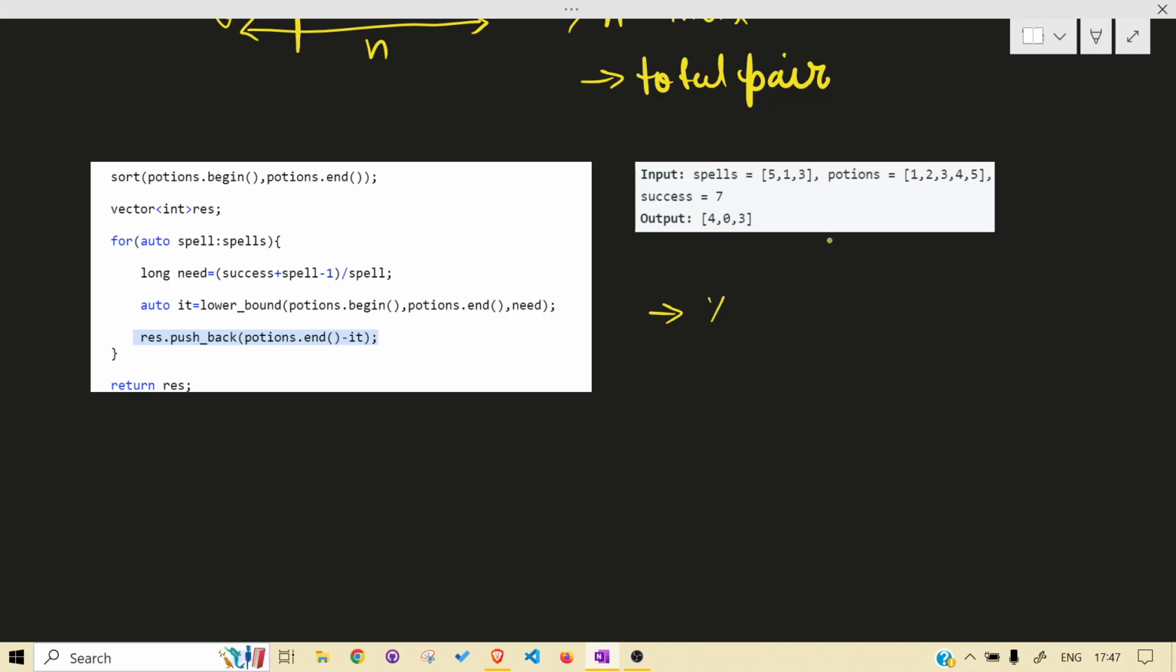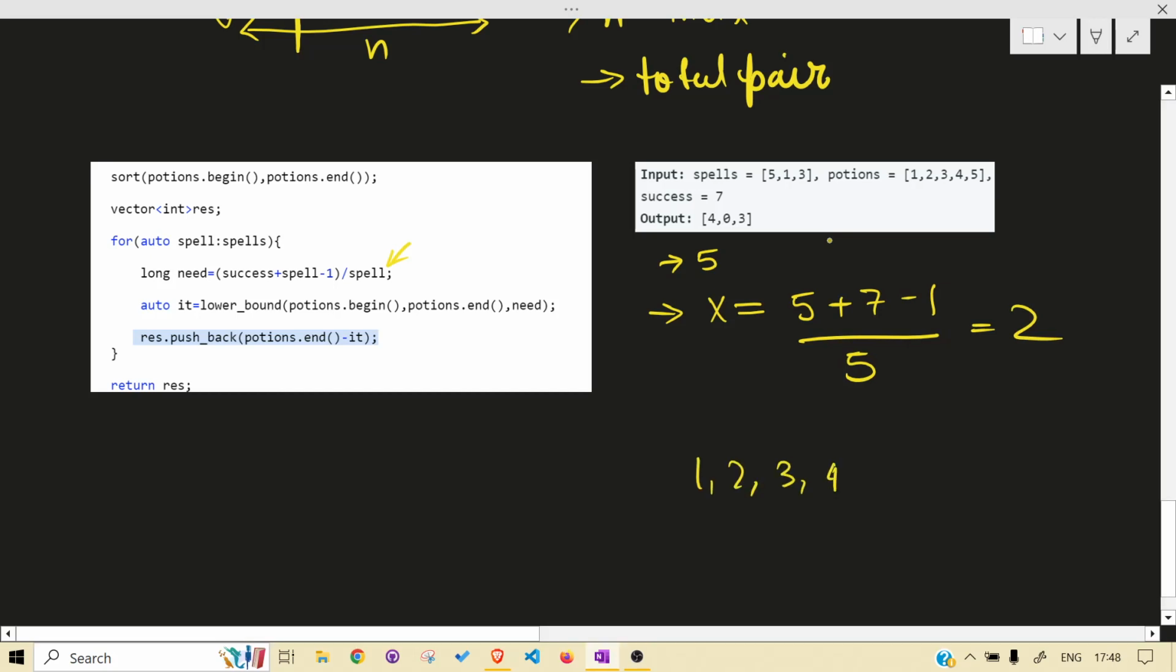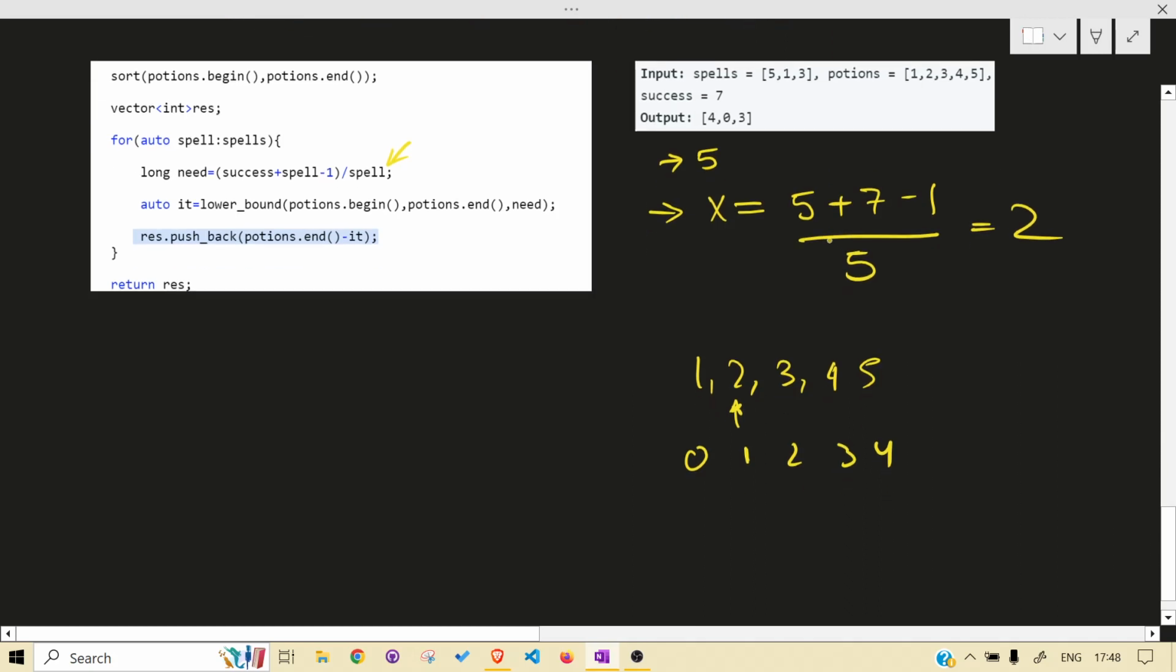We took 5. We find X. I am not doing it line by line. We are finding X over here. How do we find X? We have taken 5. So 5 plus success minus 1 divided by 5, we get 2. We find 2 in this, 2 3 4 5. We get this, and we subtract it, 0 1 2 3 4, with what end. What end is 5 minus 1, we get 4. We push 4.